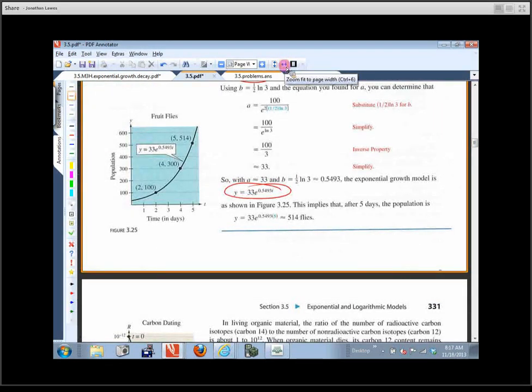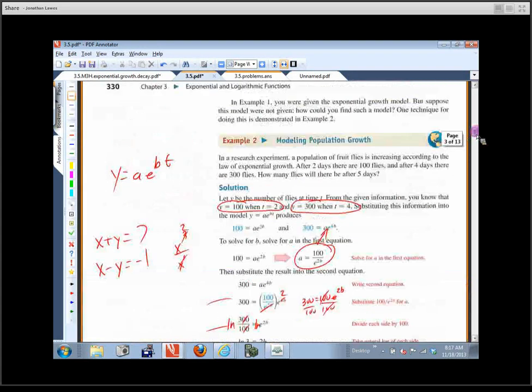And then, since we've got the model, remember what the question was. We did all that work, and here's the question.